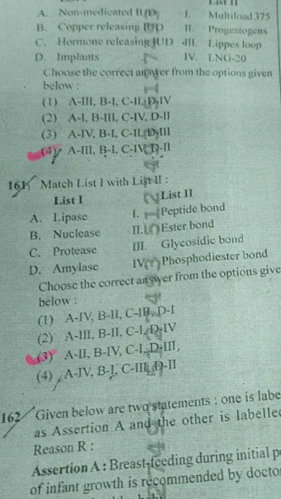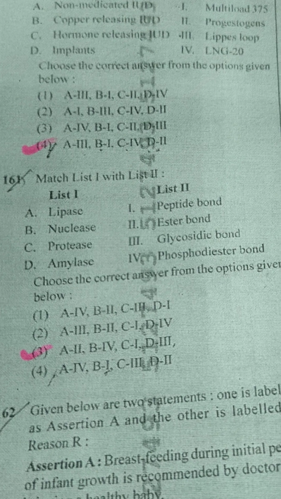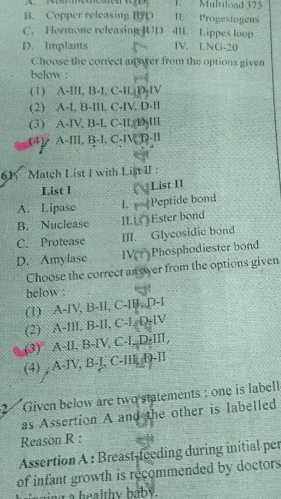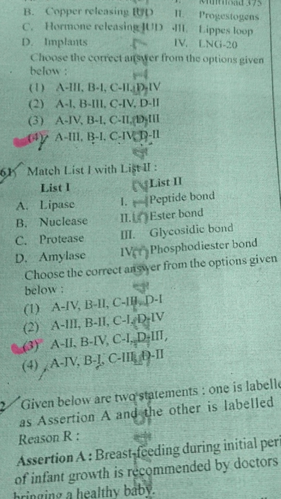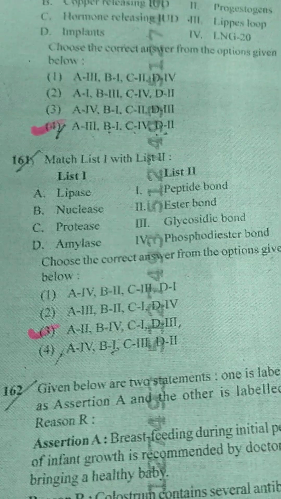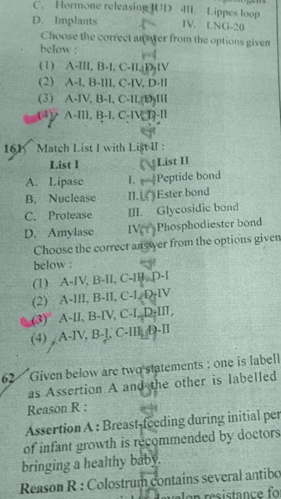161. List 1: A, lipase, B, nuclease, C, protease, D, amylase. List 2: 1, peptide bond, 2, ester bond, 3, glycosidic bond, 4, phosphodiester bond. Correct answer is 3. A2, B4, C1, D3.